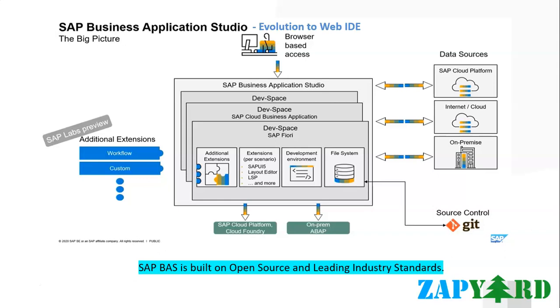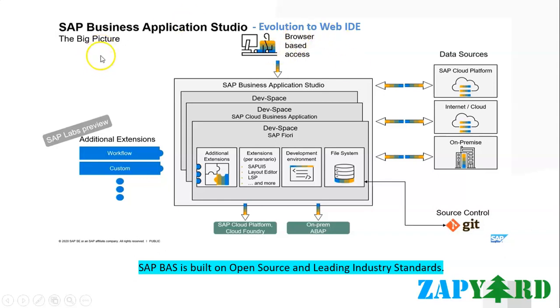And last but not the least, of course, Business Application Studio comes with many high productivity tools that accelerate the app development, such as readily available templates, wizards, optimized code and graphical editor, local test run options, multiple deployment options, CLI terminal access and many more, to name a few. So SAP Business Application Studio is built on open source and leading industry standards.